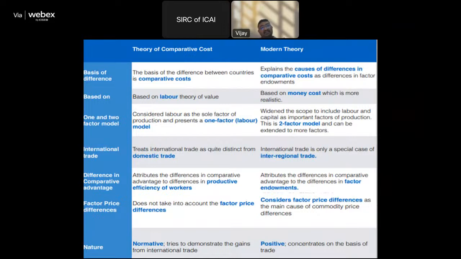Then sir, international trade is different from domestic trade. That is the convention of the theory of comparative cost. But in the case of modern theory, it is just considered as an extended version of domestic trade. It is merely an interregional trade.